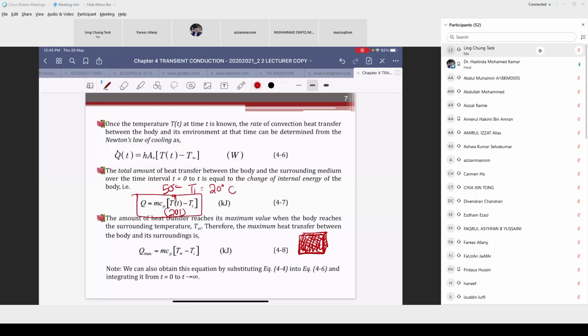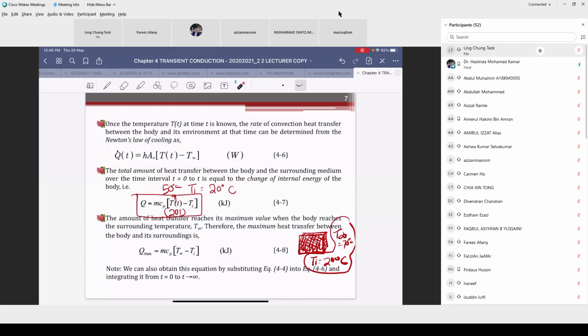And then the final equation is the maximum heat transfer, not heat transfer rate, but heat transfer in kilojoule, right? Meaning that you have this body, the initial temperature, let's say 20 degrees C. And then the surrounding temperature, before we do anything to the body, is let's say 70 degrees C. So this is the maximum heat transfer that can happen between these two temperatures. It won't go beyond that. Right?